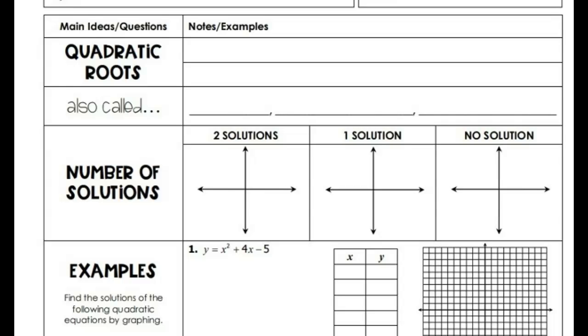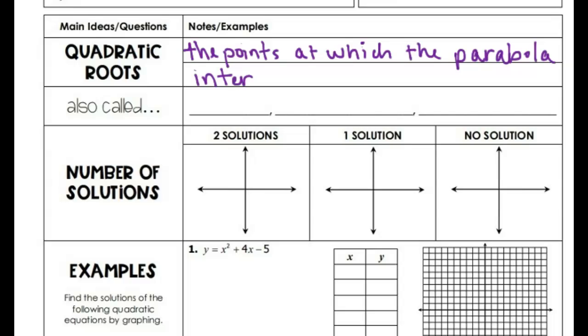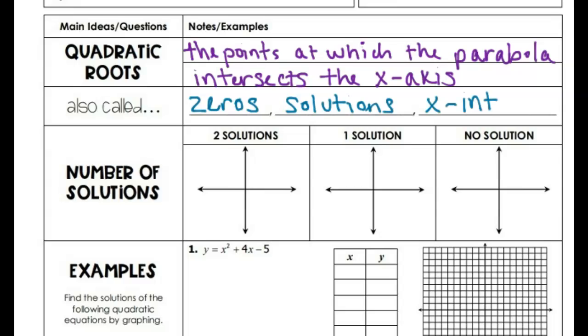We're going to take a look at the notes for quadratic roots, the factored form, and the discriminant. So the notes, you can either write them in or put them in your notebook. But when we talk about quadratic roots, we're really talking about a part of the parabola that is crossing the x-axis, and specifically it's the locations where it crosses the x-axis. These are sometimes referred to as zeros or solutions, or sometimes just the x-intercepts.